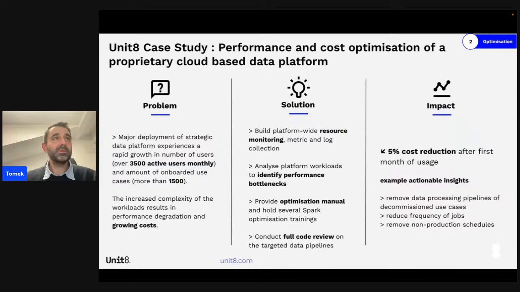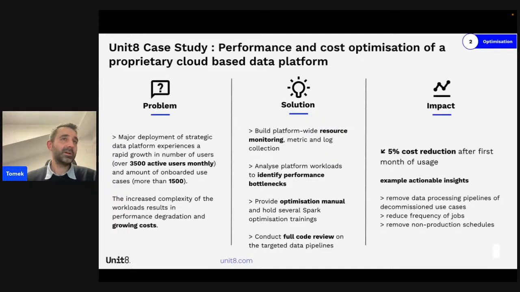And what I want to share with you is one case study of something that we've been doing at Unit8, and that's in the area of performance and cost optimization of a cloud-based data platform. So we've been working with a couple of our clients on slightly similar projects, but I'm going to share the story of one of them, a client that had a really big user base, and the cloud data platform that they had is really successful, with more than 3,000 active users and thousands of use cases, and all that leads to cost growth.